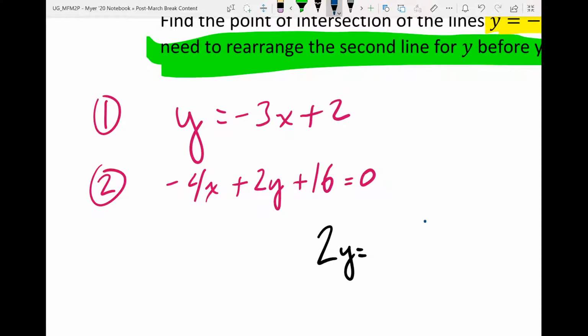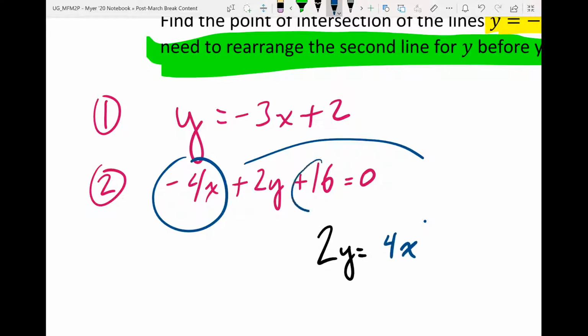Yep, you can bring it to the other side, exactly. So if I bring negative 4x to the other side, what does it become? Positive 4. Good, so I got 4x there. And if I bring plus 16 over, what does it become? Negative 16. Awesome. So now I have 2y equals 4x minus 16.